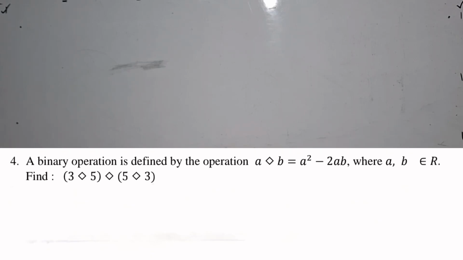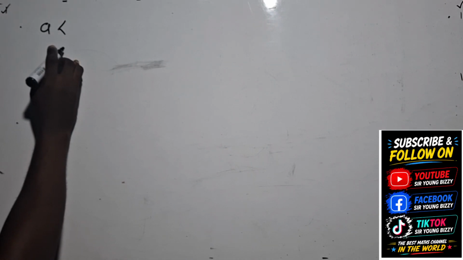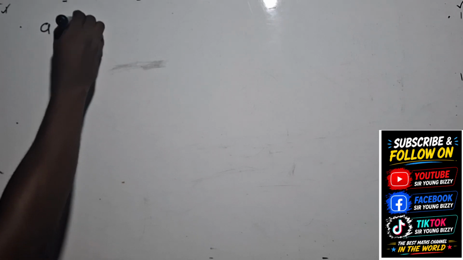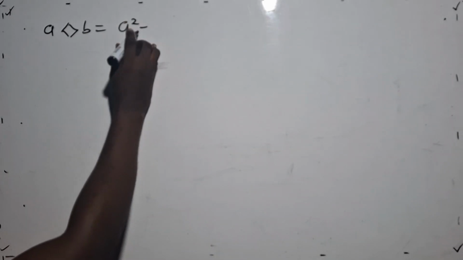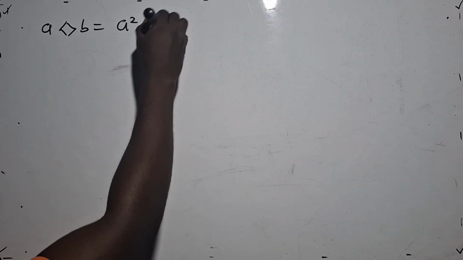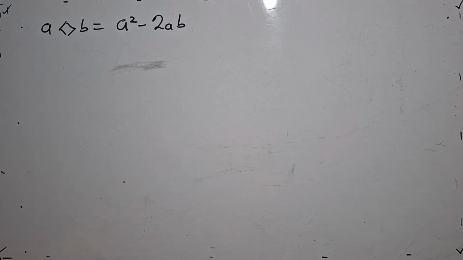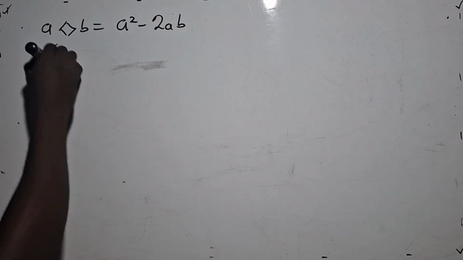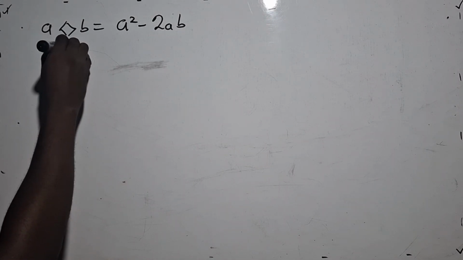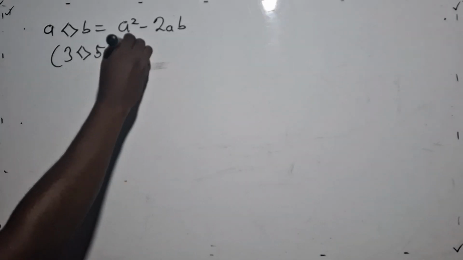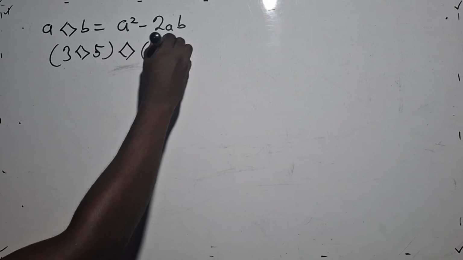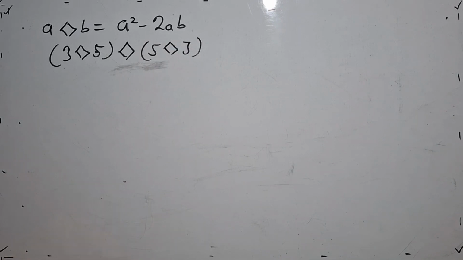So this looks complex. So we have A operation B, which is equal to a squared minus 2ab. Yes, and we have to find bracket open 3 operation 5, then another bracket, 5 operation 3, brackets close.